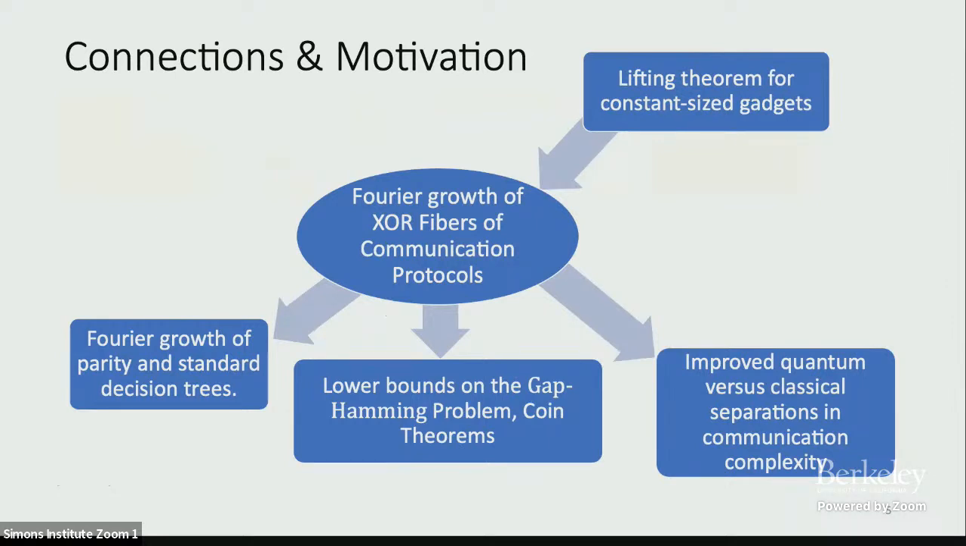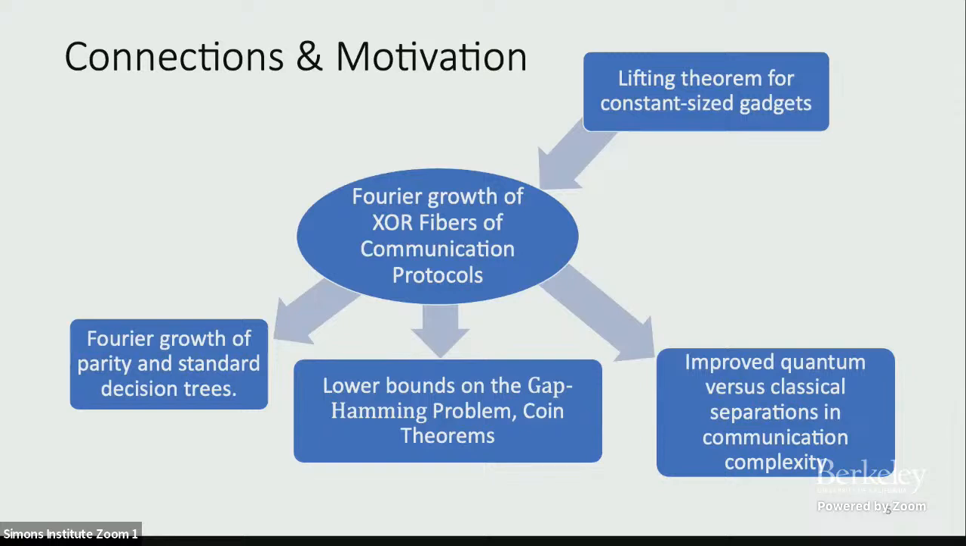So one motivation is with respect to lifting theorems for constant size gadgets. It's widely open to get any lifting theorem where the gadget size is constant. And any such lifting theorem would imply Fourier growth bounds on XOR fibers. If you get the optimal lifting theorem, it would imply the optimal Fourier growth bound for XOR fibers. In some sense, for all constant size gadgets, you can embed the XOR gadget in them. So really, this follows as an implication of lifting theorems for constant size gadgets, which is a major open question.